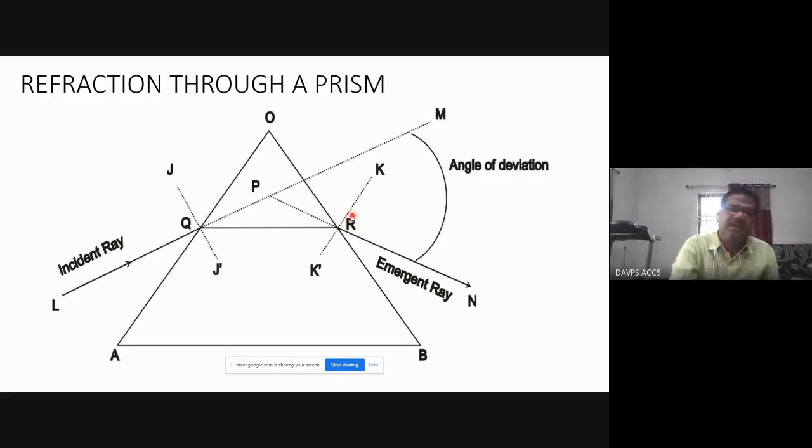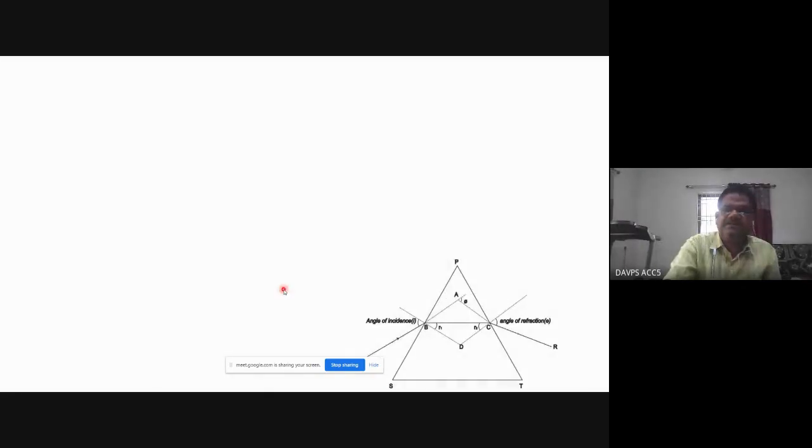Angle of deviation is clear, and all the terms. Just draw the diagram carefully and compare it with the derivation. We'll find that the refractive index of the prism, mu, is equal to sine of (A plus Dm) by 2 divided by sine of A by 2, where A is the angle of prism. Again, look at the derivation part.